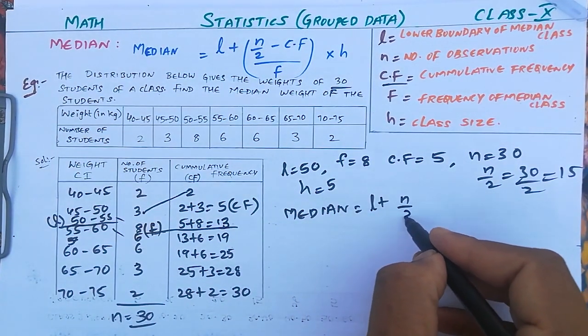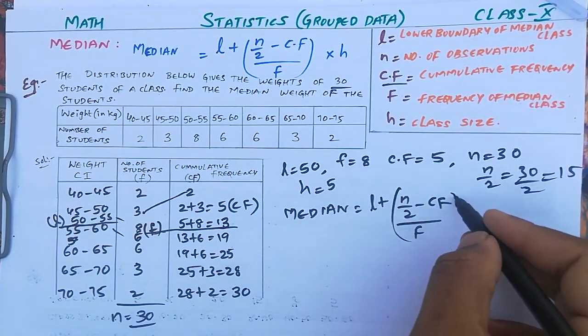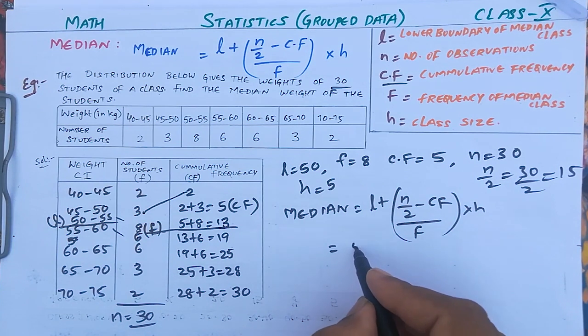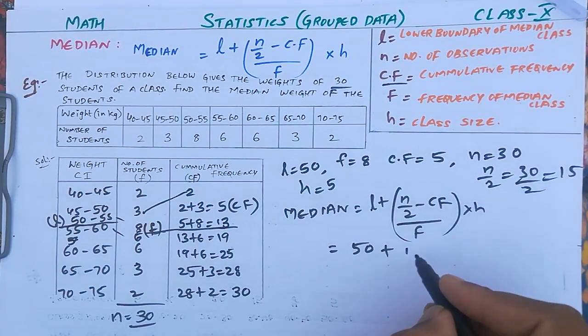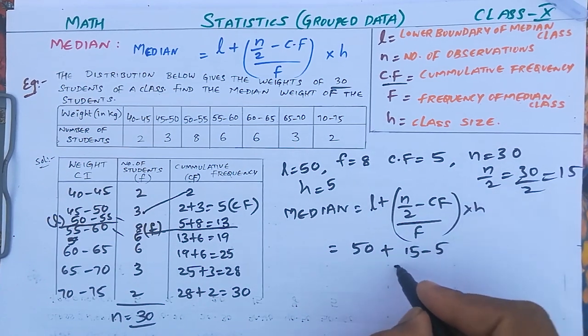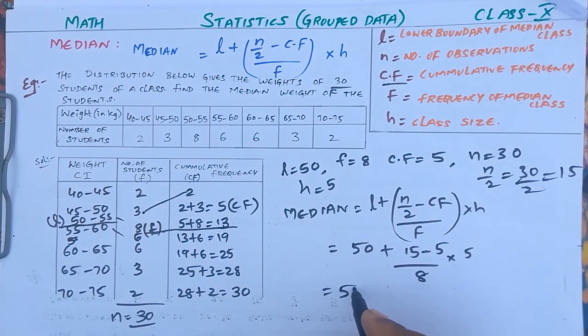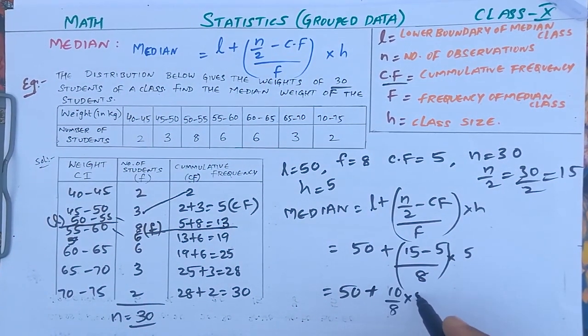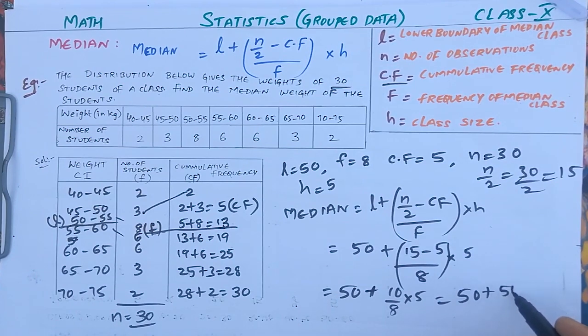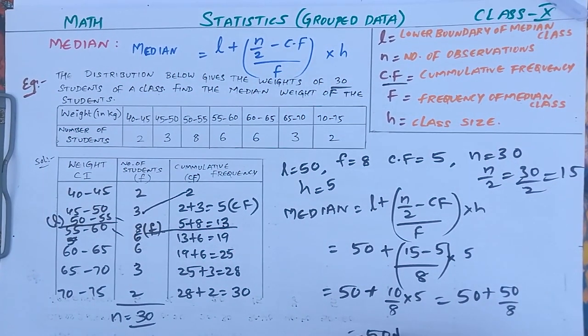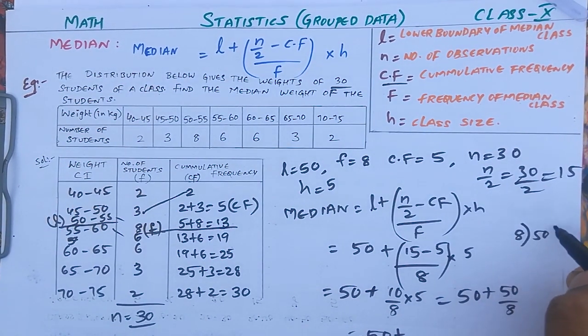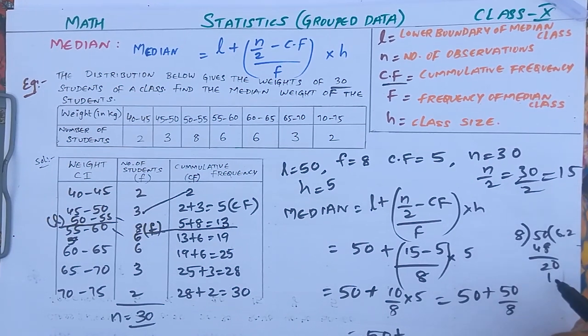Formula: L plus (n by 2 minus Cf) by f, into h. Substitute the values. L is 50, plus n by 2, directly I am writing 15, minus Cf which is 5, by f which is 8, and h is 5. So 50 plus, how much is 15 minus 5? That is 10. So 10 by 8 into 5 is 50 by 8. 50 plus 50 by 8. If you divide, 6 eights are 48, 2 is the remainder, 20, 2 eights are 16, 4, this will become 40, so 40, 5 eights are.